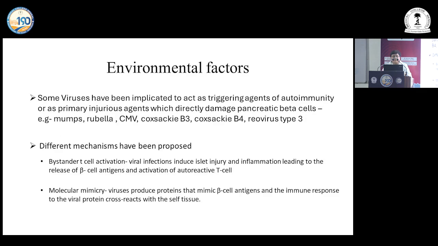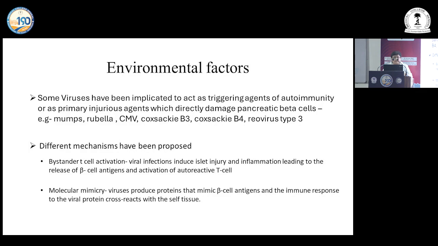Now moving on to the environmental factors. A major cause of this is infection by viruses. Two mechanisms have been postulated by which viruses are thought to be majorly responsible as triggering agents of autoimmunity or as the primary injurious agents. Mainly viruses like mumps, rubella, CMV, Coxsackie B3, B4 and reovirus type 3.